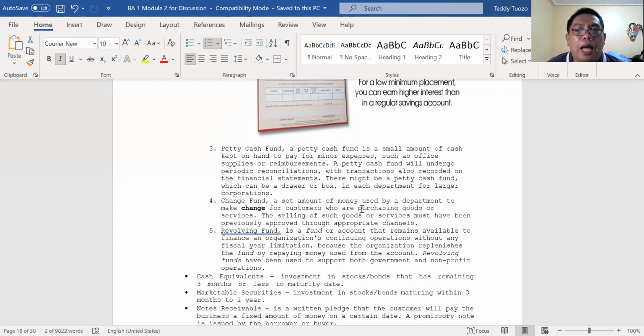Again, a petty cash fund is a small amount of cash kept on hand to pay for minor expenses, such as office supplies or reimbursement. A petty cash fund will undergo periodic reconciliations. Actually, the best way would always be on a monthly basis, no? That this fund, before reimbursement, will now undergo reconciliations. And take note that the petty cash fund, from the word petty, is really for small expenses.